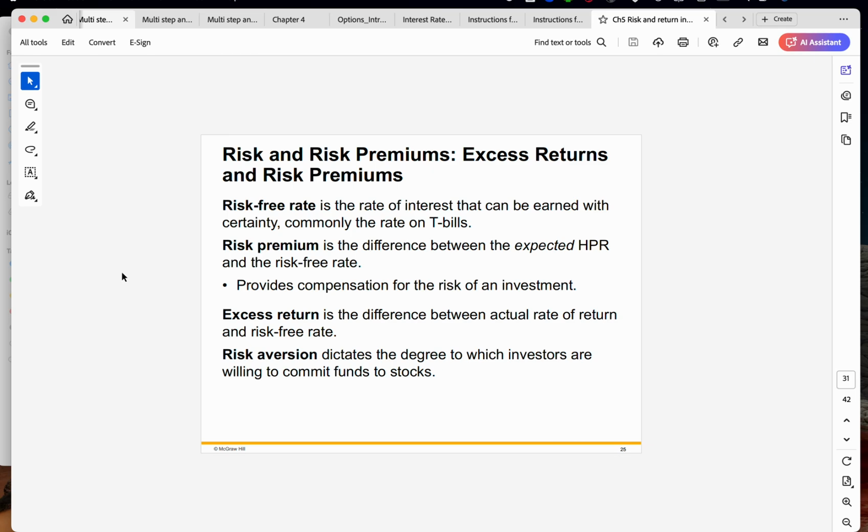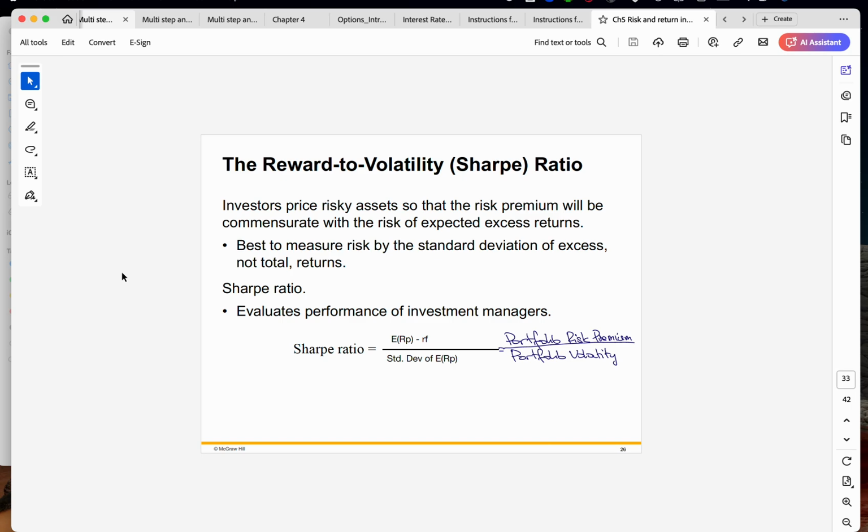You will also calculate risk premiums, excess returns, and risk premiums, and we use that to look at the reward to volatility ratio. The Sharpe ratio is the gold standard to compare and rank portfolios. The higher the Sharpe ratio, the better your portfolio is. And what is the Sharpe ratio? It is simply the risk premium of your portfolio divided by the standard deviation of your portfolio. So you calculate the returns and you summarize them, and then you look at what your returns are per unit of risk.